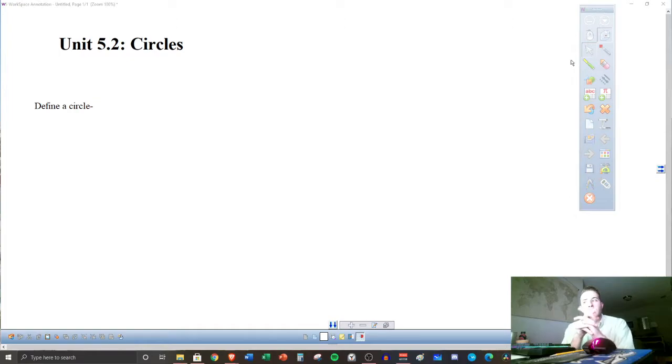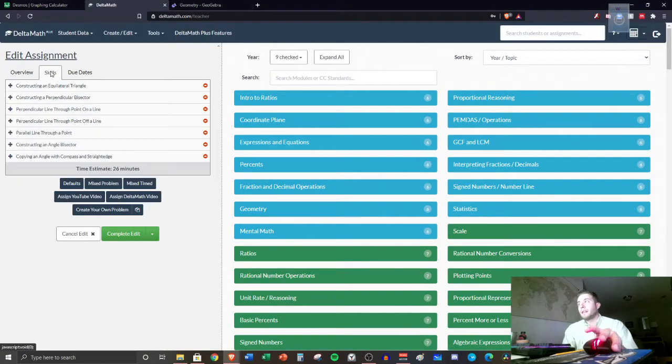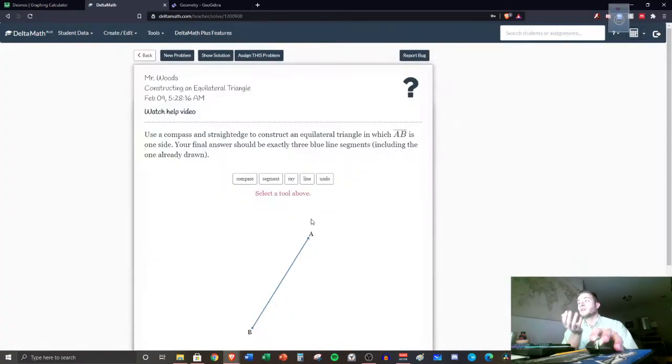So if you haven't written that definition down, go ahead and think about what a circle is as far as its definition. I'm not going to pause the video or anything. We're going to go right into it. But we know how to construct a circle. At least we've done that on Delta Math a few times, in our Delta Math section where we had to do the constructions.